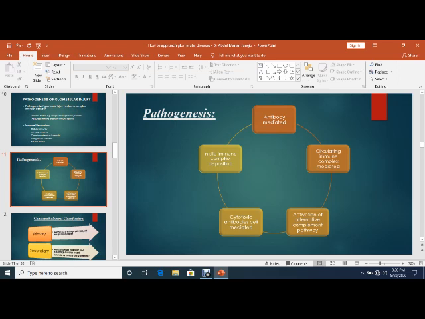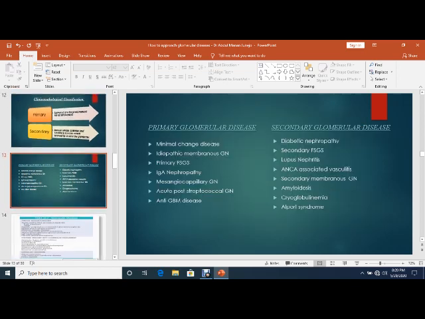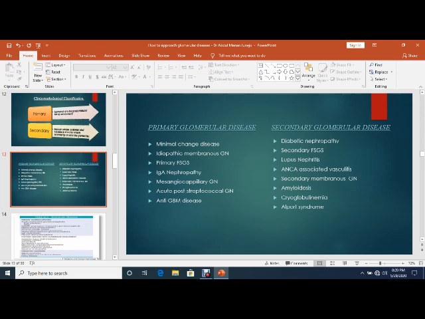So that is the interplay in the pathogenesis of glomerular disease. Coming to the clinico-pathological classification, there are two types, primary and secondary. In primary, glomeruli are the predominant site of involvement. In secondary, certain systemic and hereditary diseases involve the glomeruli; these are called secondary glomerular diseases. This slide shows the various causes of primary and secondary glomerular disease.